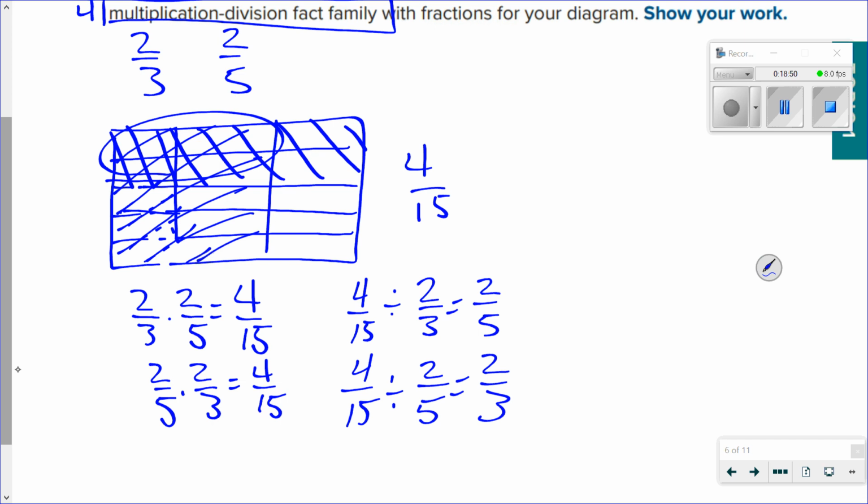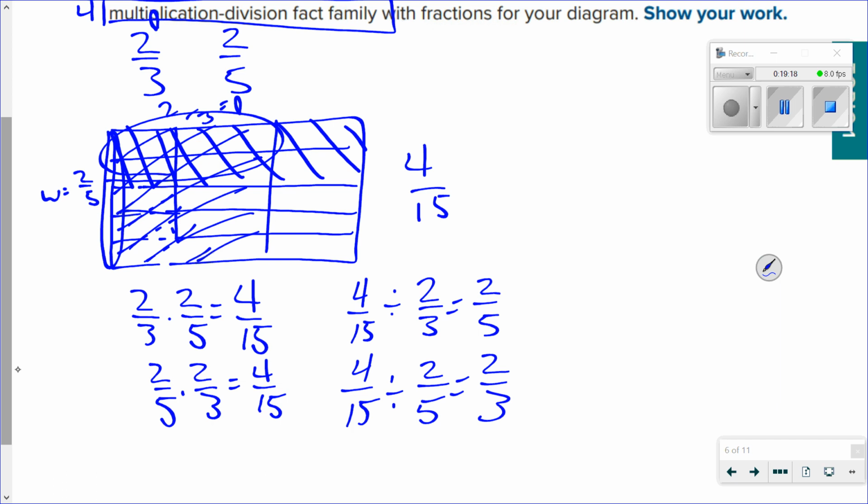Okay? So what I did was I said, okay, in my length, I'm going to divide it into 3, and I'm going to color 2 of the 3. So this is 2/3 for my length. Are you good with that? Yeah? And then I said for my width, I'm now going to divide it into 5, and I'm going to color 2 of those. So 2/5 is my width. Are you okay with that?